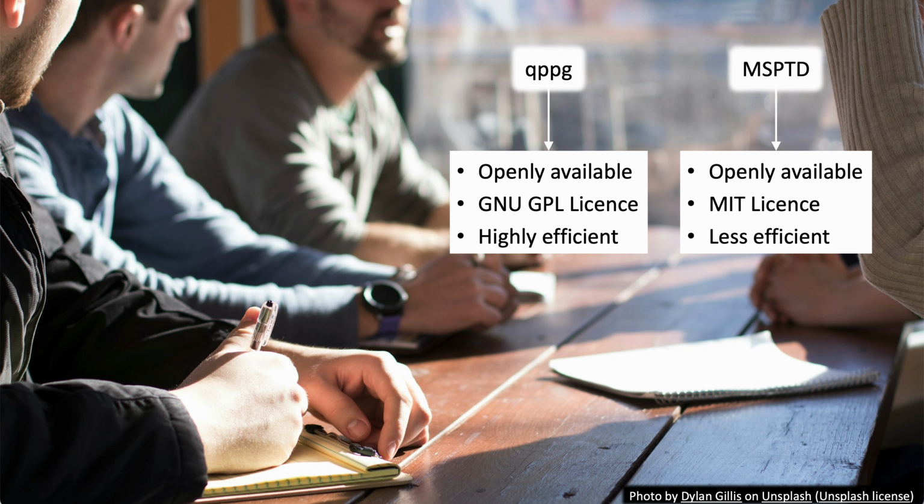Both are openly available. QPPG is available under the GNU GPL license, whereas MSPTD is available under the more permissive MIT license, and so is more suitable for commercial use often. But on the other hand, QPPG is highly efficient, whereas MSPTD is less efficient. So after looking at this, we decided to try and improve the efficiency of MSPTD to develop a suitable implementation of a PPG beat detection algorithm.